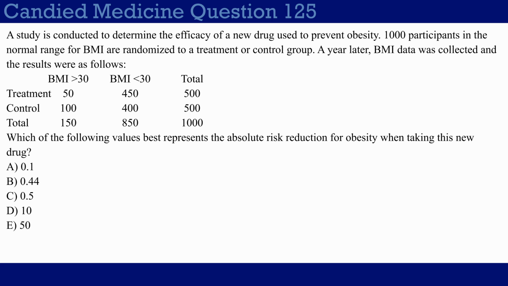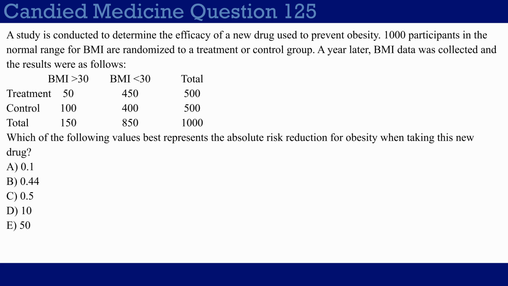And we have a table here showing the treatment and control groups and BMI above 30 and BMI below 30. 500 in the treatment group and 500 in the control group. 50 of the treated had BMI above 30, so therefore 450 had BMI below 30. Control, 100 of them had above 30 BMI, so 400 of them had below BMI of 30.